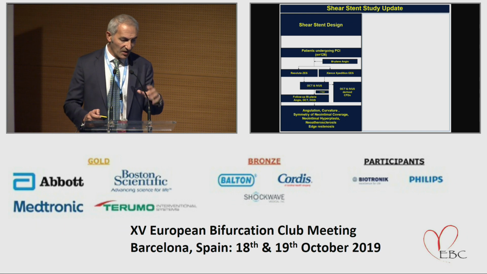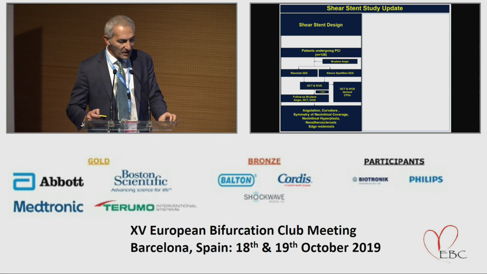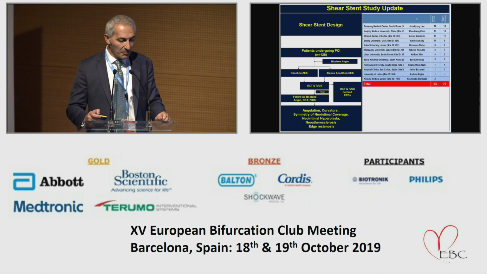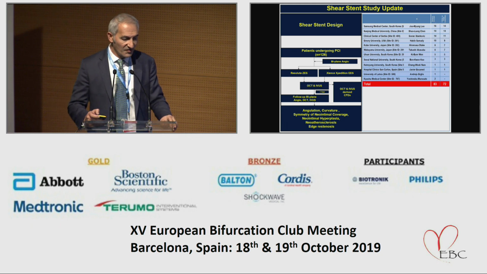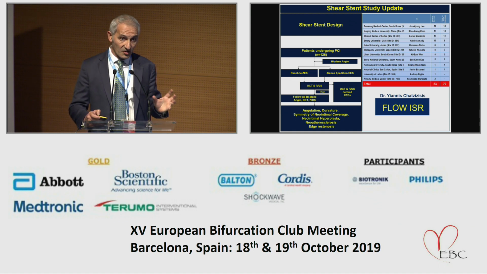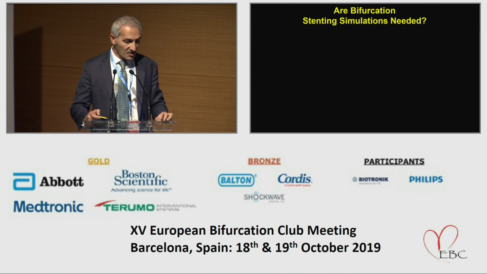I did want to put a quick plug for a study that we're involved with, where we're simply comparing two metallic stent strategies with respect to their conformability in the wall shear stress and angulated coronary arteries. And there are a number of sites, including many colleagues right here. Some of the leaders of EBC have been involved with this study. And of course, Dr. Chatzizisis is going to talk to us a little later in the session about the flow ISR study, which uses computation specifically.